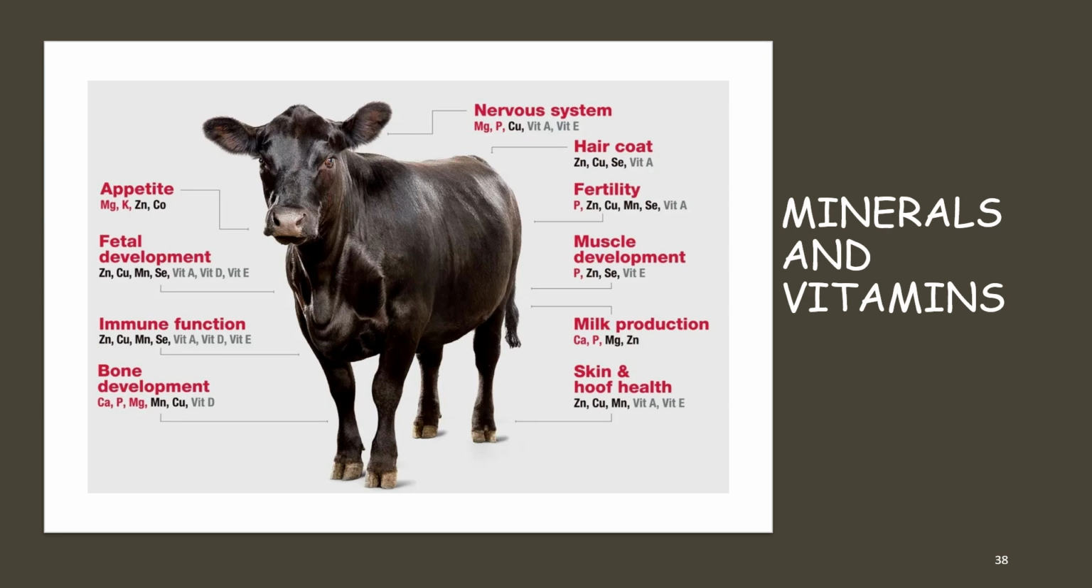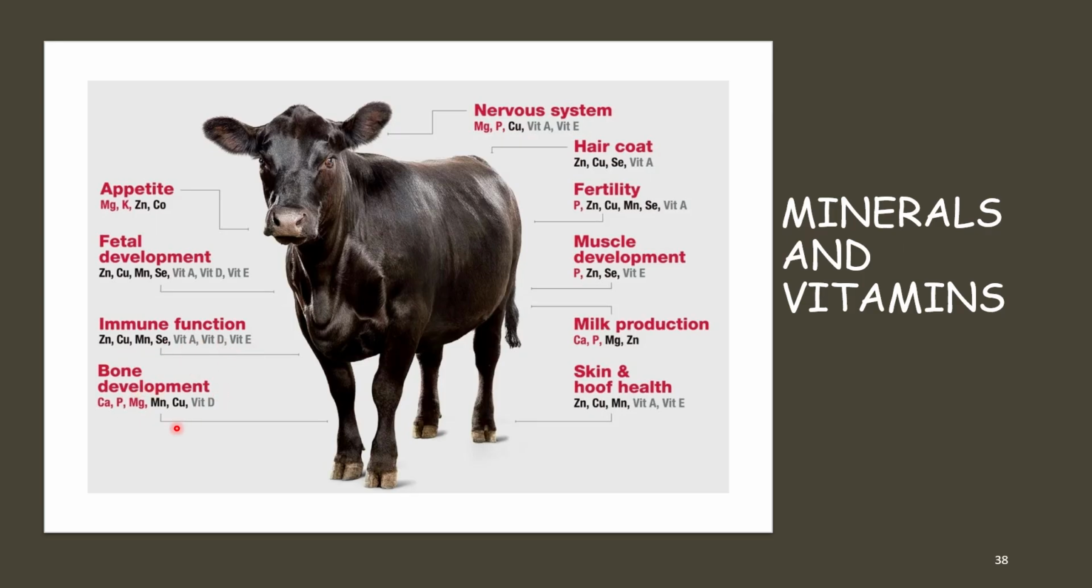Now we want to talk about the minerals and vitamins. As you can see here, magnesium, potassium, zinc and cobalt help to increase the appetite of the animal. Fetal development also involves minerals like zinc, copper, manganese, selenium, vitamin A, vitamin D, vitamin E. For immune function, these are involved: zinc, copper, manganese, selenium, vitamin A, vitamin D, vitamin E.